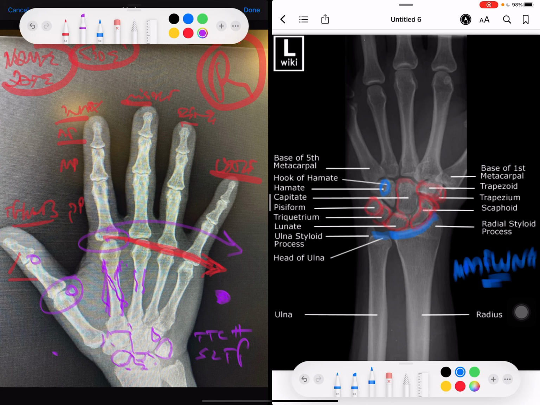Isn't this the metacarpal? Yeah, the MCP joint, metacarpophalangeal. This one is proximal, and this is distal. PIP and DIP. So this is PIP, this is DIP. Interphalangeal, proximal, distal, and that's the MCP.